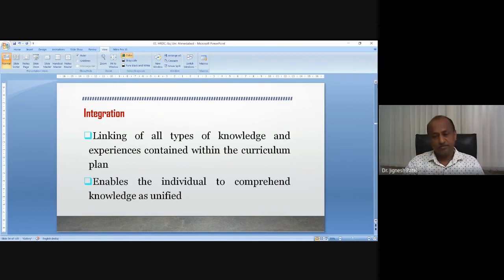Then integration of different subjects, types of knowledge, linking of all types of knowledge and experiences contained within the curriculum plan. Sometimes separate contents are there in a curriculum, but we have to try linking the different subjects in one way. So integration of the subject or the content should be maintained while designing the curriculum. It enables individuals to comprehend knowledge as unified, not in separate pieces, but in a unified manner.